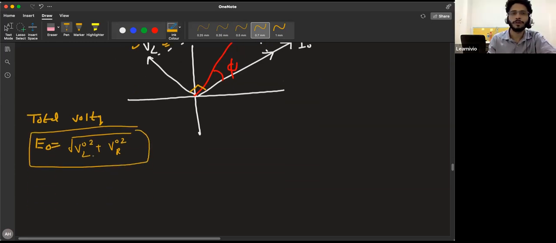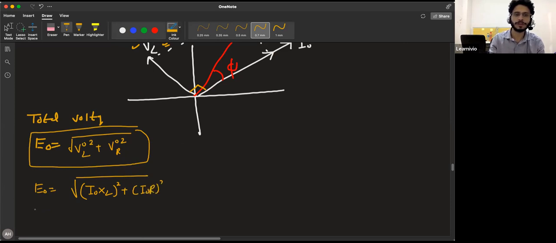This is the first thing. What is the relation for V naught L? Yashika, what was the formula for V naught L? Sir, I naught into XL. So V naught L was I naught XL whole square plus I naught R whole square.